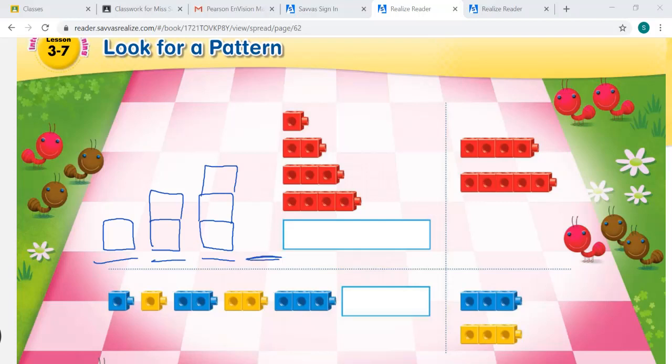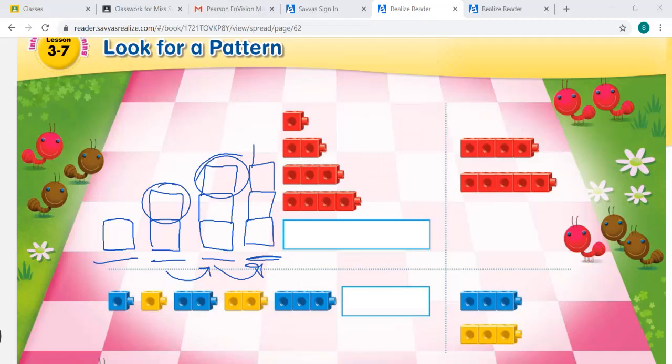What do you think would be next in this growing pattern? We keep adding one more, and from here to here, we add one more. So what do you think would be next? 1, 2, 3. What would we add to get to here? One more. So there would be 4 squares.